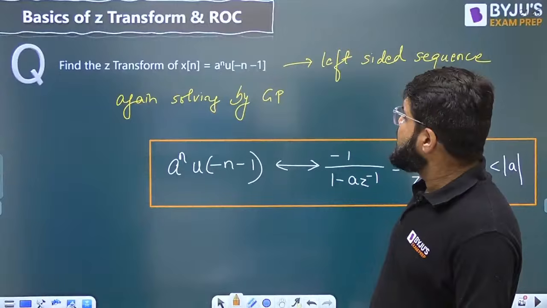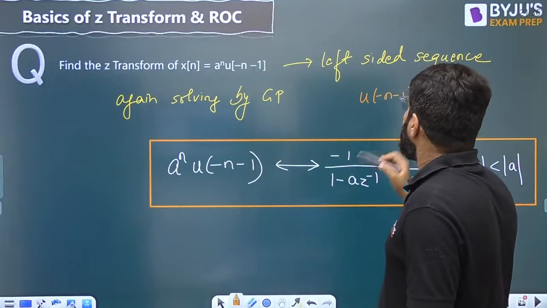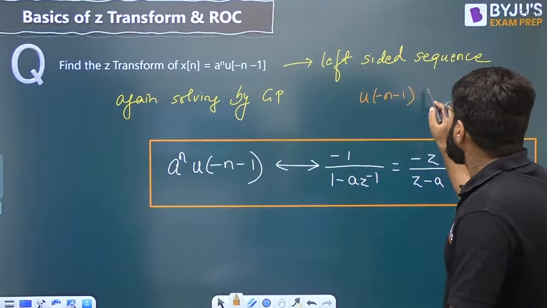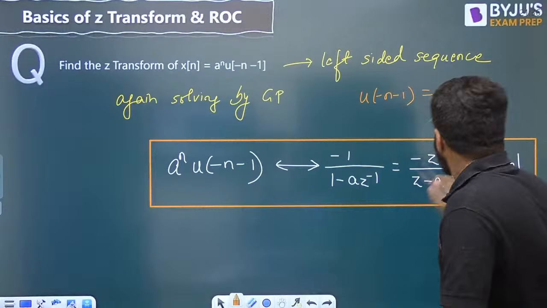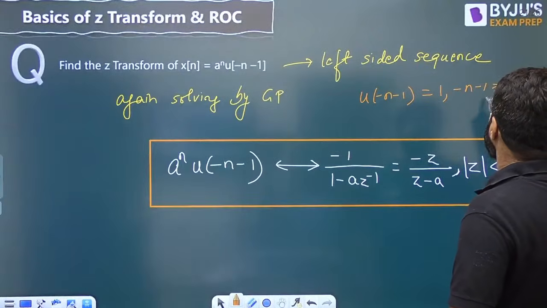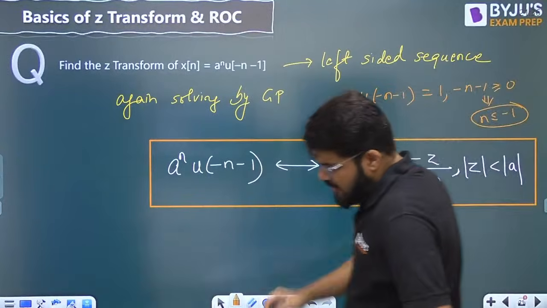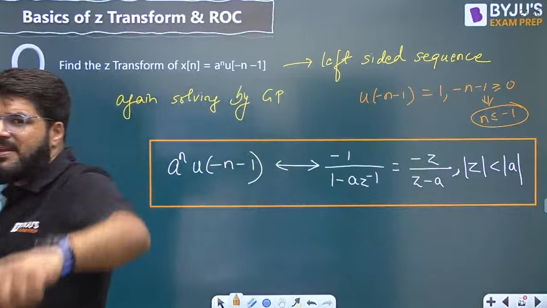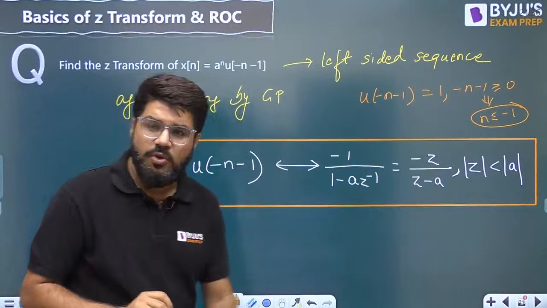Dekho na, if it is minus n minus 1, what is the story of U minus n minus 1? U minus n minus 1 will be equal to 1 if minus n minus 1 is greater than or equal to 0, and this means n is less than or equal to minus 1. So this unit step will be equal to 1 if n is less than or equal to minus 1, just the totally complement of the U[n] case.